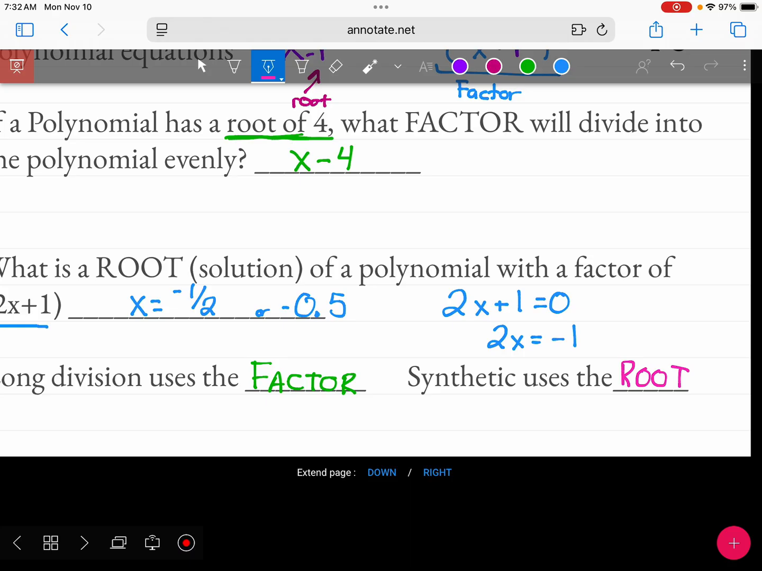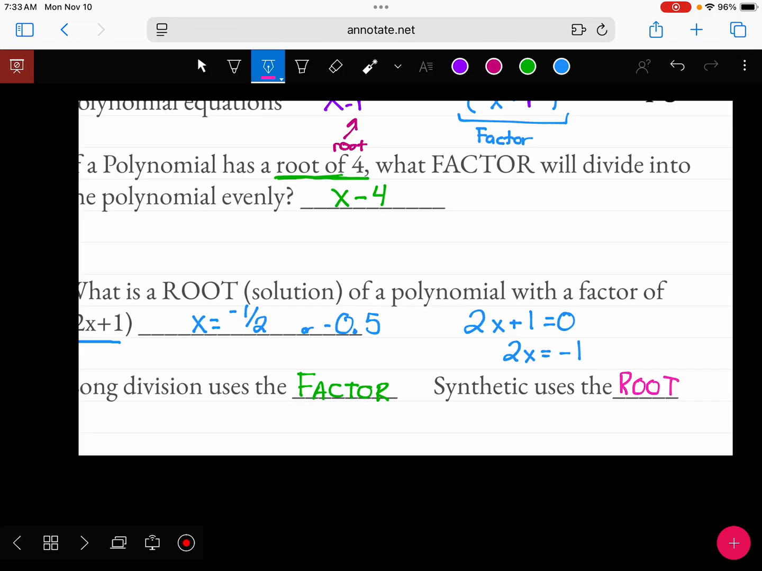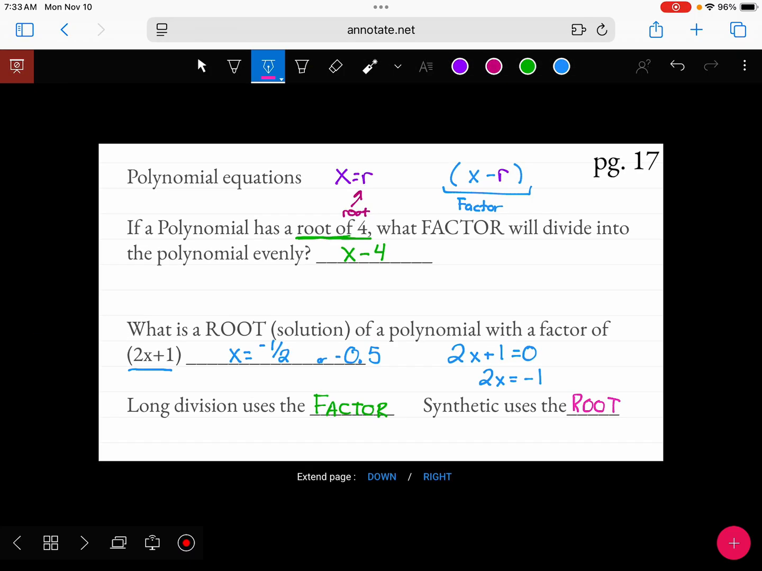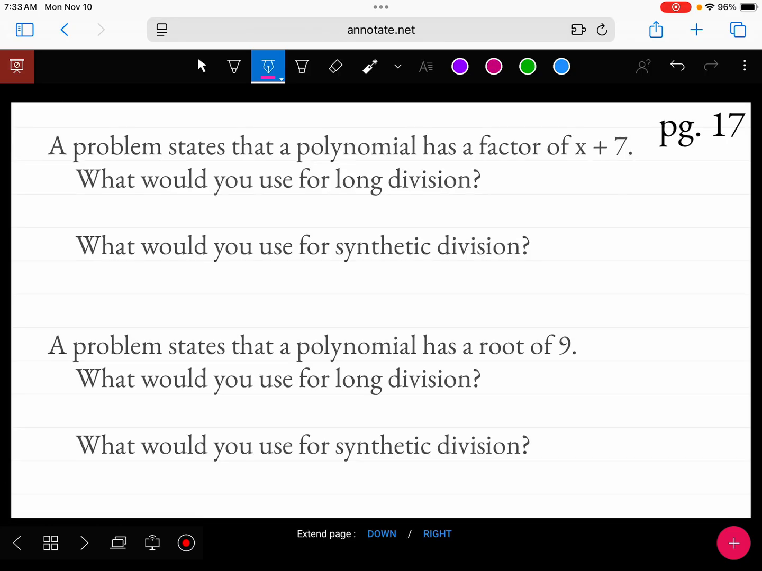Synthetic division uses the root, so we are going to need to make sure we can find roots, which means anything that doesn't have a real root cannot be divided with synthetic division. That's what that's meaning. So we have times when we will have to use long division, but we are going to be able to use synthetic division too. So just to kind of practice this again in the middle of the page here, we have a polynomial with a factor of x plus 7.